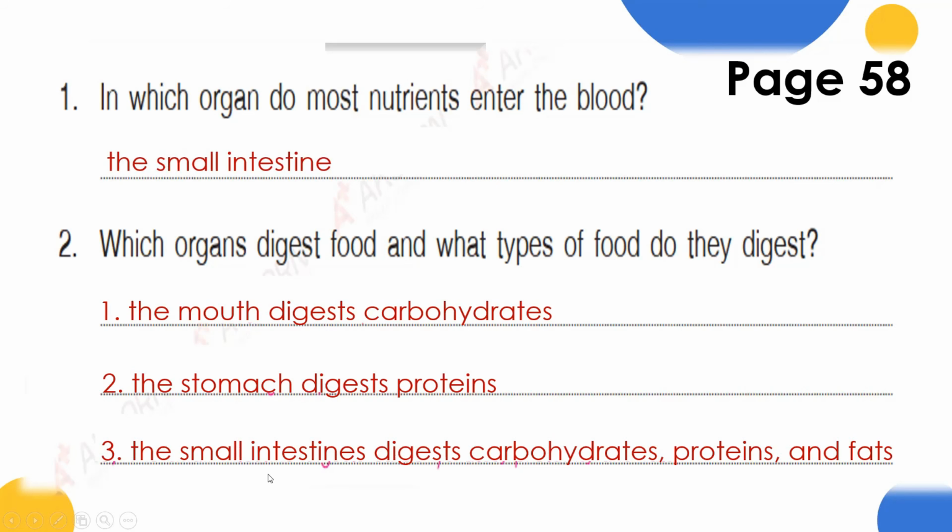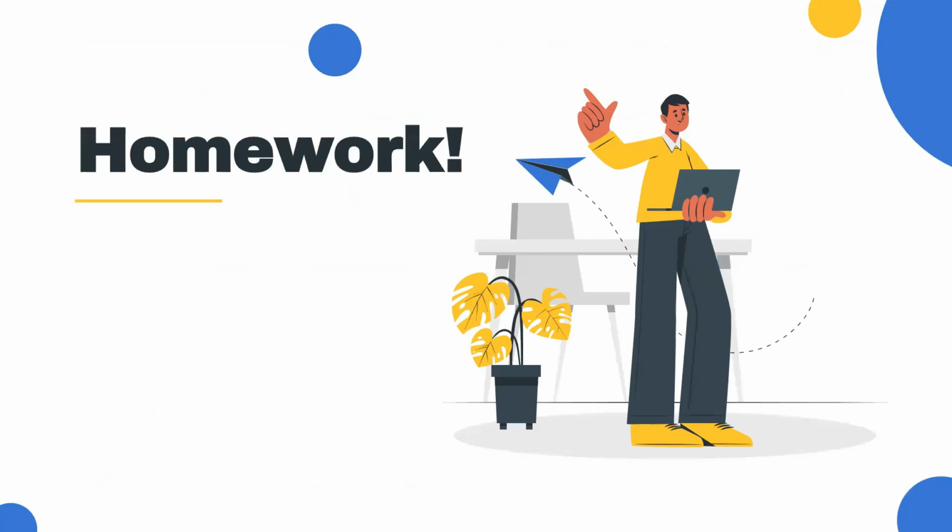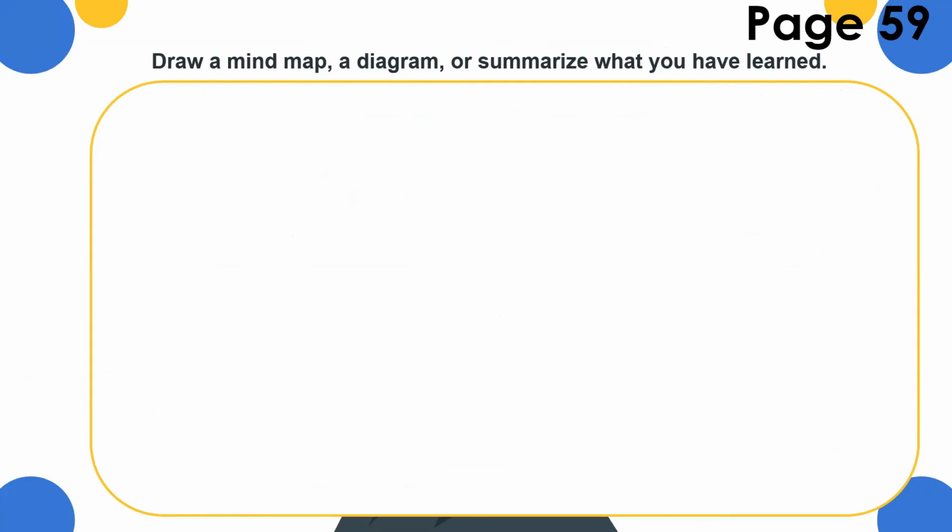After that, I'm going to give you your homework. Your homework is on page 59. You have to draw a mind map, a diagram, or summarize what you have learned. Here, maybe you can draw the digestive system and label them.